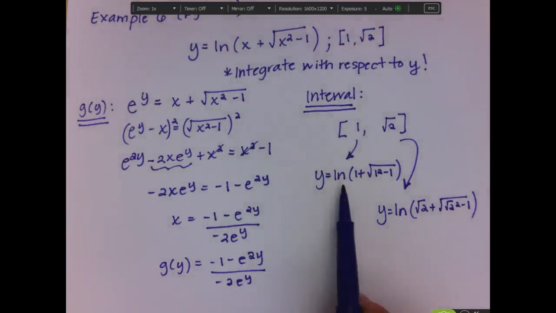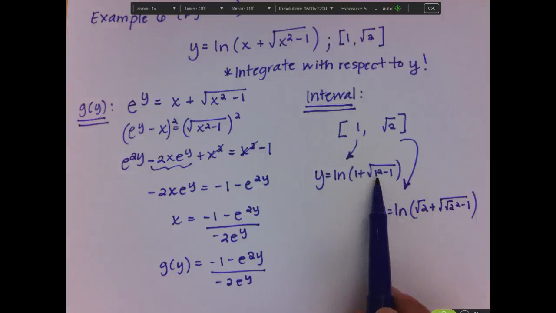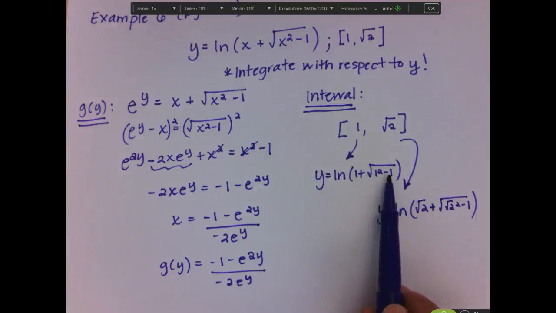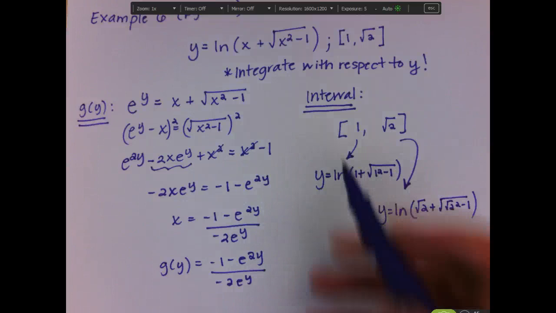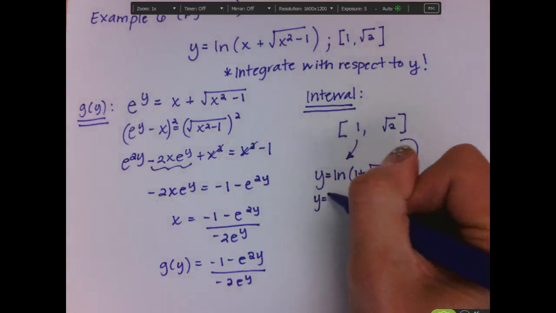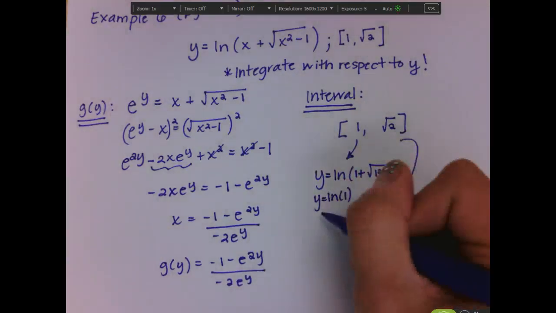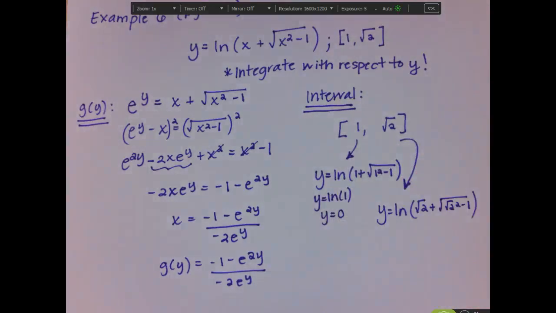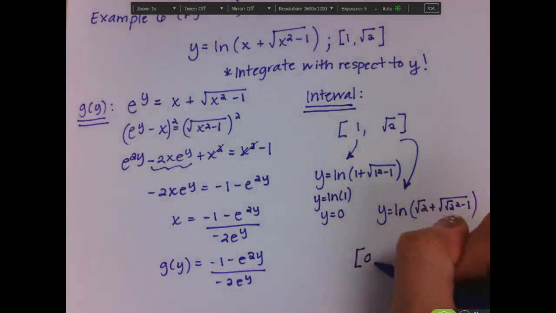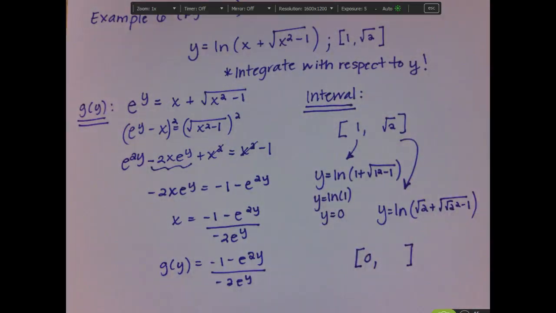So let's look up here. 1 squared is 1, 1 minus 1 is 0, and the square root of 0 is 0. So what I get here is that y is going to be the natural log of 1, and hopefully you remember that that always equals 0. So in terms of my limits of integration, my new lower limit is now 0.